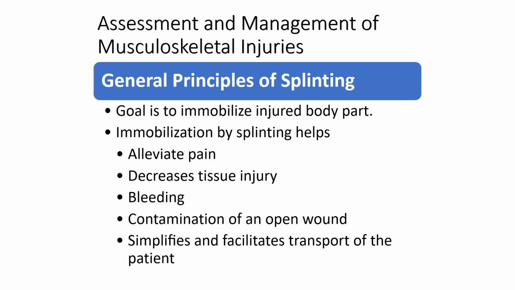Next, we will look at general principles of splinting. The goal is to basically immobilize the injured body part. Part of this is for protection and trying to reduce further injury. The other part that we'll really look at is to help ease patient pain. The goal with splinting is, once again, to immobilize the injured body part and decrease tissue injury, bleeding, and contamination of an open wound, and it simplifies and facilitates transport.